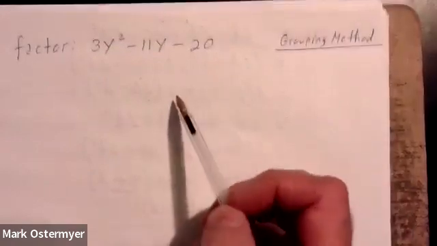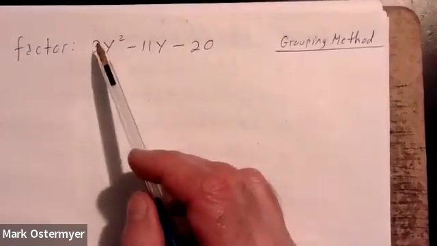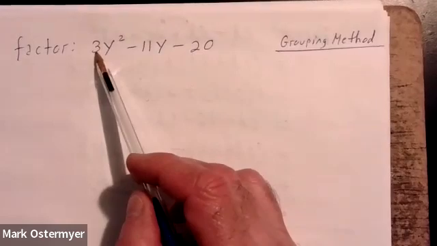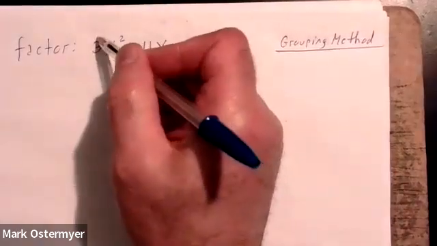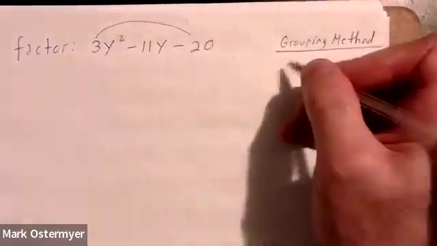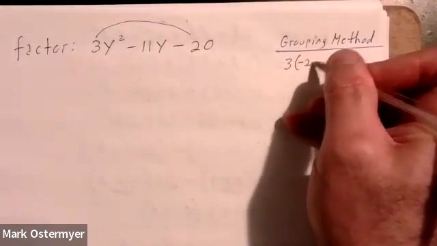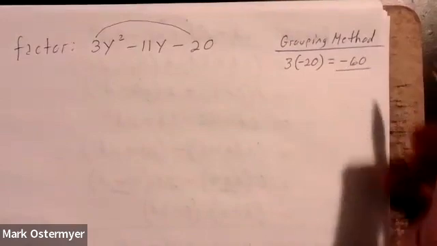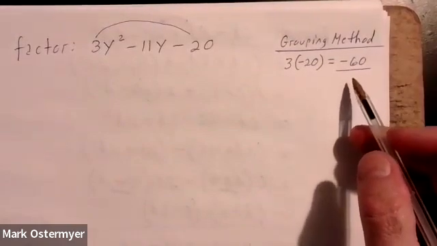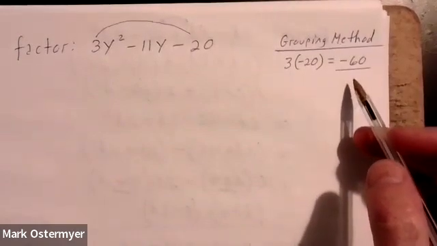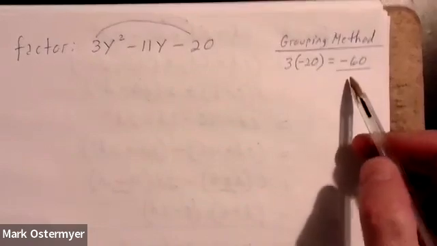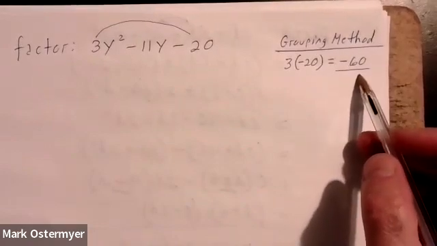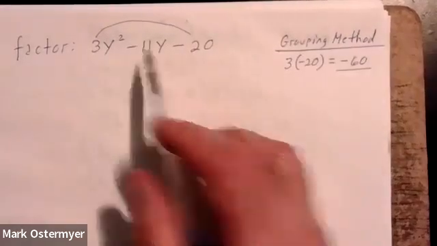The grouping method works this way. You initiate the process by multiplying the leading coefficient and the constant term. So you take the 3 times the -20. 3 times -20 is going to be -60. And now the search is on. This is the only part of the process where the trial and error sets in. And we're just trying to find a couple of factors of -60 that sum up to -11.